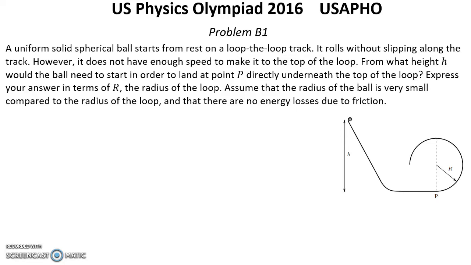Assume that the radius of the ball is very small compared to the radius of the loop and that there are no energy losses due to friction.